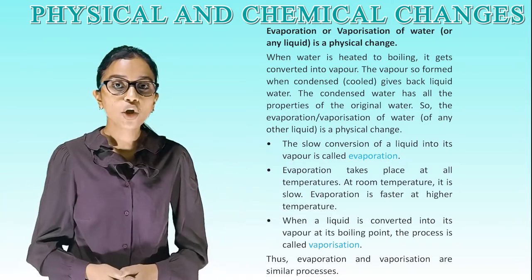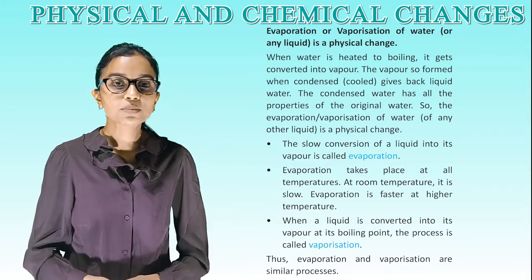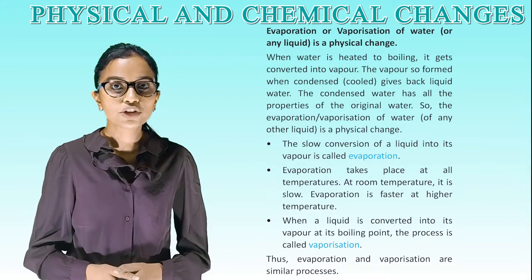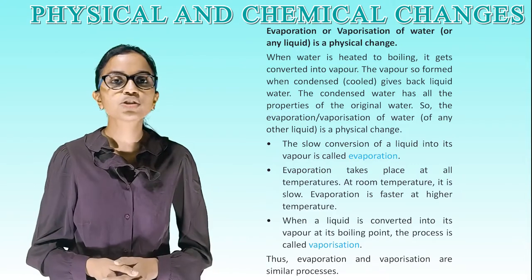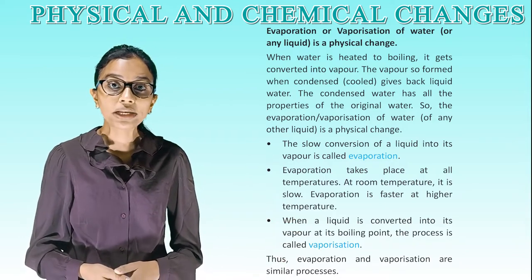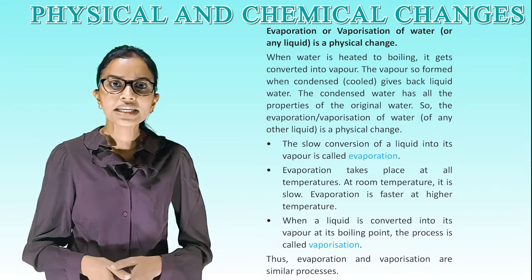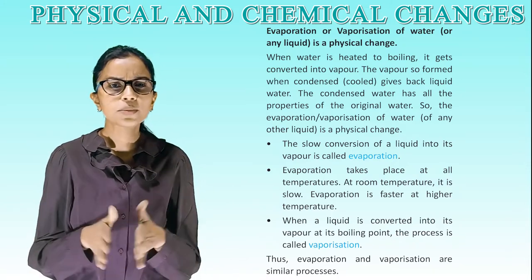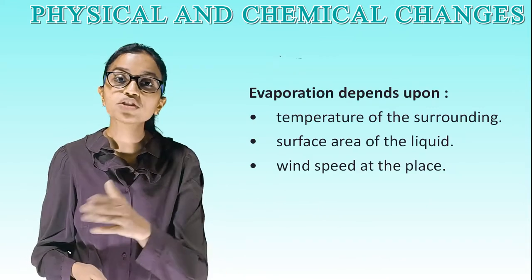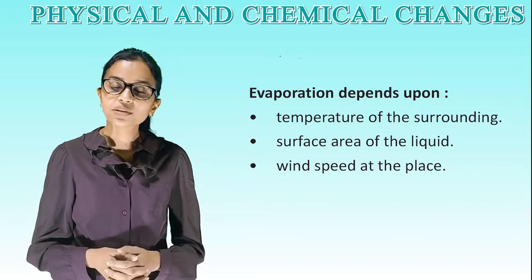The slow conversion of a liquid into its vapor is called evaporation. Evaporation takes place at all temperatures. At room temperature it is slow. Evaporation is faster at higher temperature. When a liquid is converted into its vapor at its boiling point, the process is called vaporization. Thus, evaporation and vaporization are similar processes. Evaporation depends upon the temperature of the surroundings, the surface area of the liquid, and the wind speed at a place.